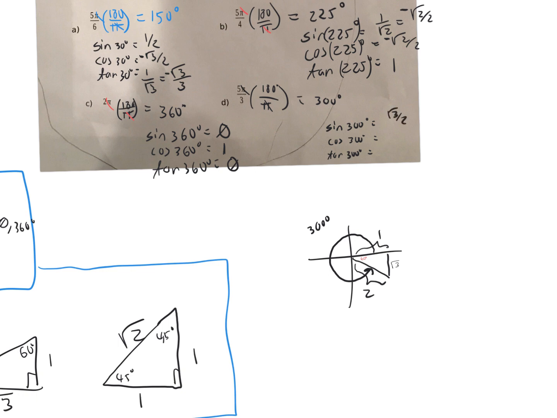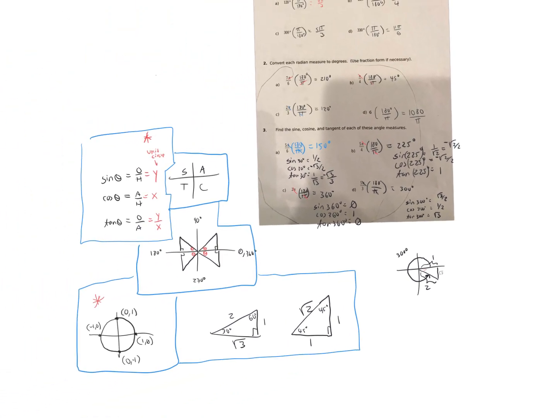The cosine is going to be adjacent over hypotenuse. So that's going to be 1 over 2. And the tan of 30° is going to be opposite over adjacent. So that's going to be radical 3 over 1, also known as radical 3. All right. So please do keep in mind that these are the concepts that you will need for these problems.